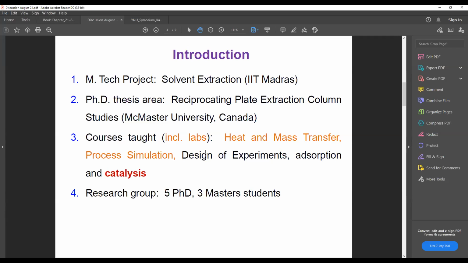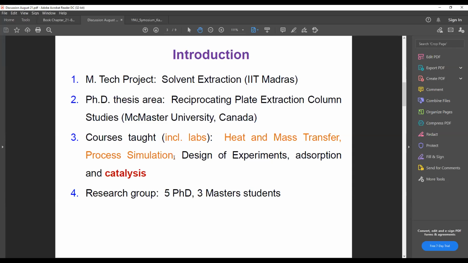Then I came back to India and worked at Larsen and Toubro for a brief period, then moved to IIT Kanpur, where incidentally I met Professor Raghu also. And then I came to IIT Madras. I've been teaching heat and mass transfer and process simulation, involving both theory and labs. I also teach a design of experiments course, which is taken by students across the institute, both science and engineering department students.